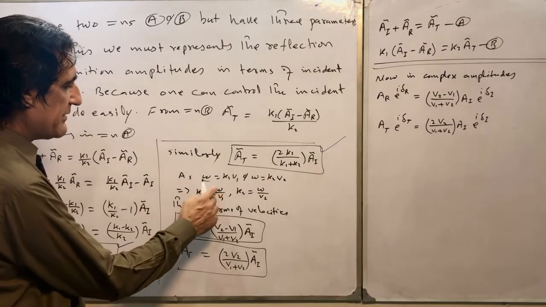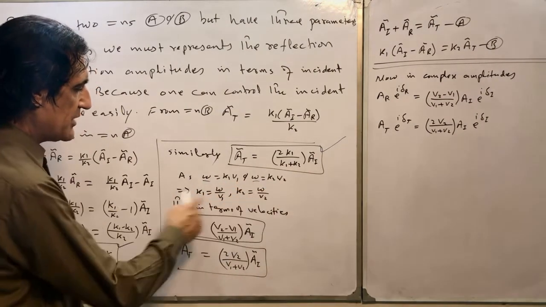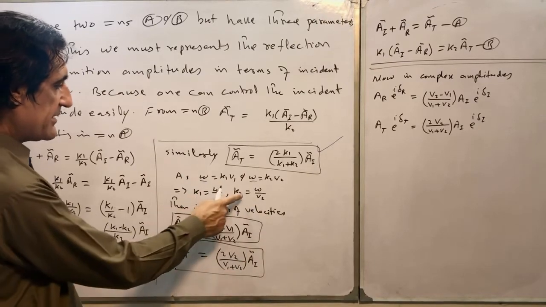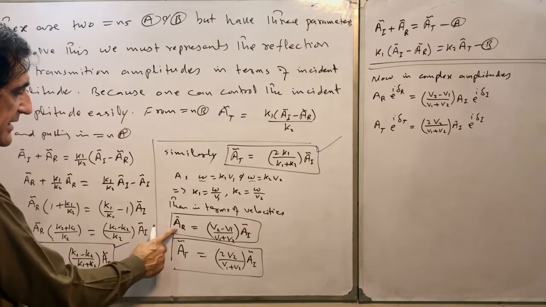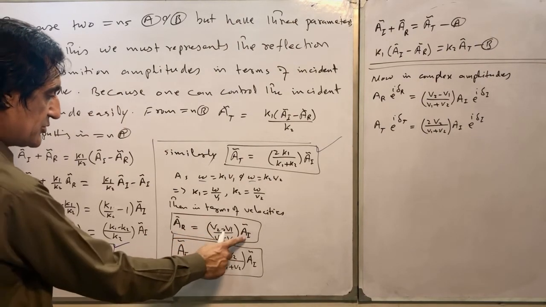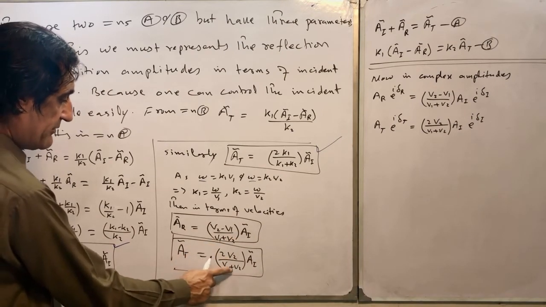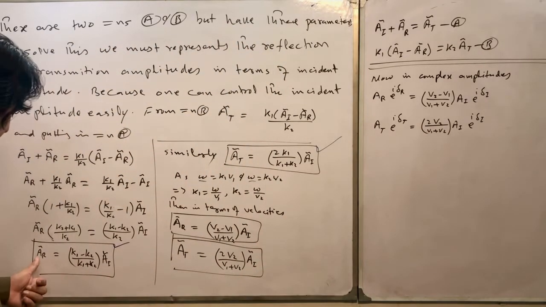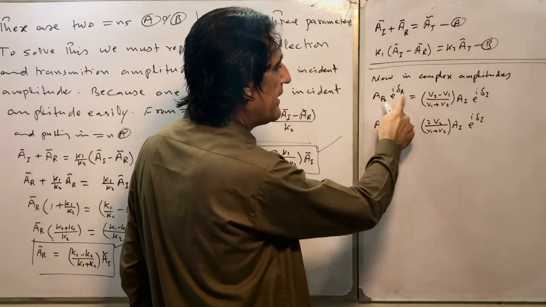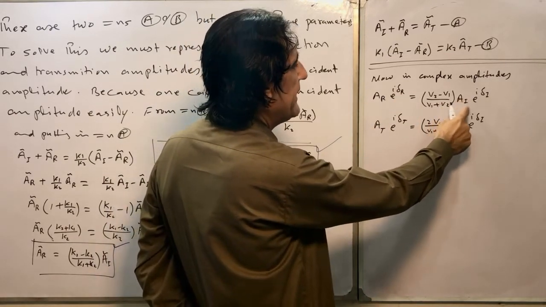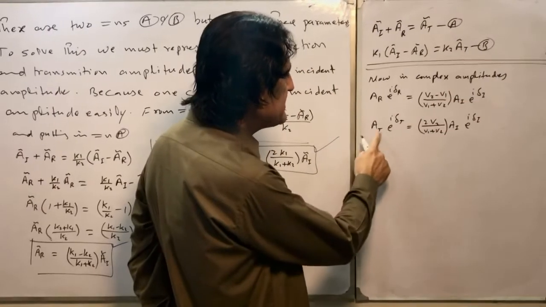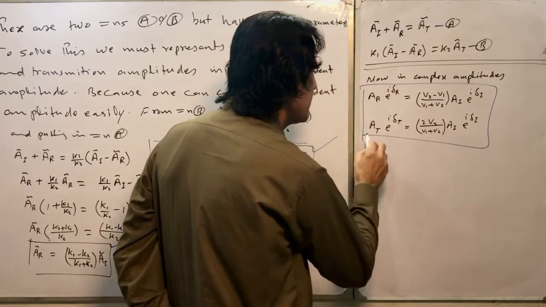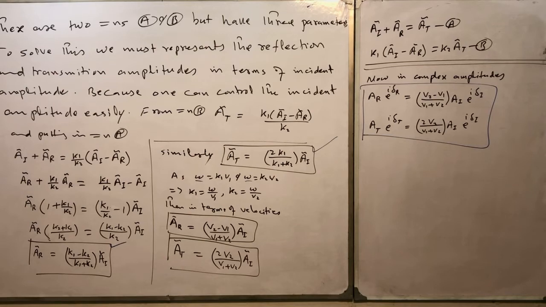We also know that omega is equal to K1 V1 and omega is equal to K2 V2. Calculate K1 from this and K2 from this. Then in terms of velocities, putting the values of K1 and K2 in these equations, we get AR equal to (V2 minus V1) divided by (V1 plus V2) times AI, and AT equal to 2V2 divided by (V1 plus V2) times AI. Now, in complex amplitudes, if we replace A tilde with AR e to the power i delta R, AI e to the power i delta I, and AT e to the power i delta T, then we can represent these two equations like this.